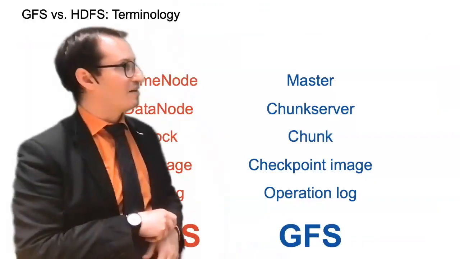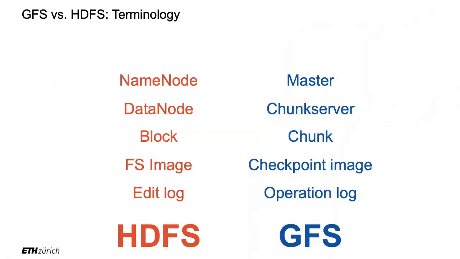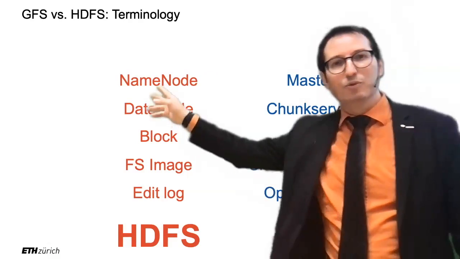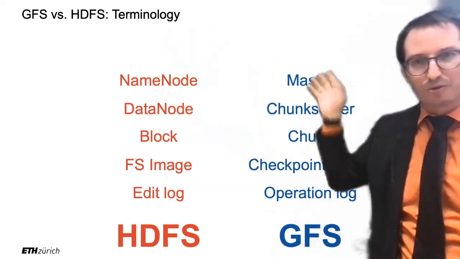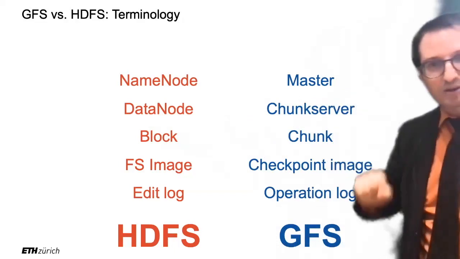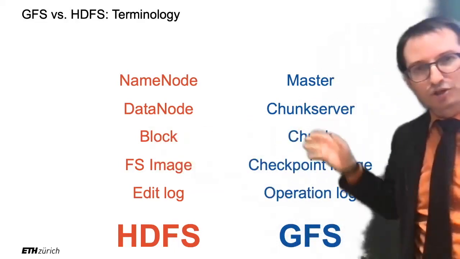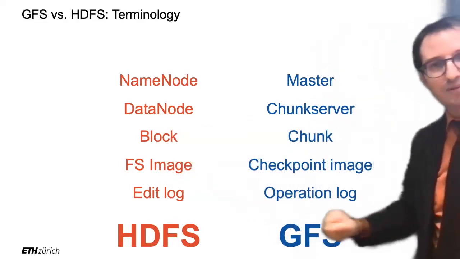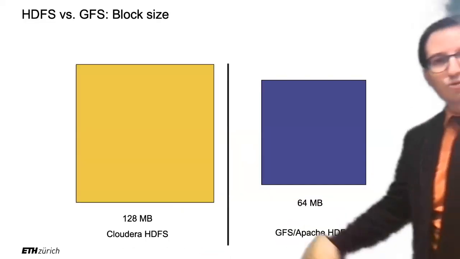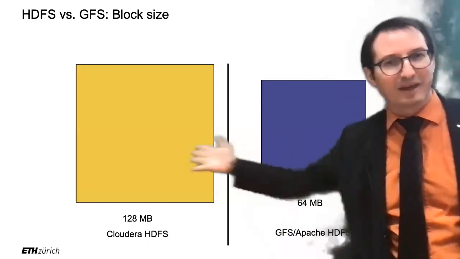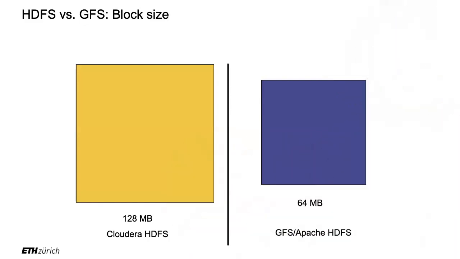All right. What do I have? Yes, I have this warning about the vocabulary, just so that you know, be careful with this. Name node in GFS, so that's the Google File System, the proprietary version, they called it a master. The data node, they called chunk server. The blocks, they call chunks. The FS image, they call checkpoint image. The edit log, they call operation log, and so on, and so on. And to top it all, the size of a block is 64 megabytes and not 128 megabytes.